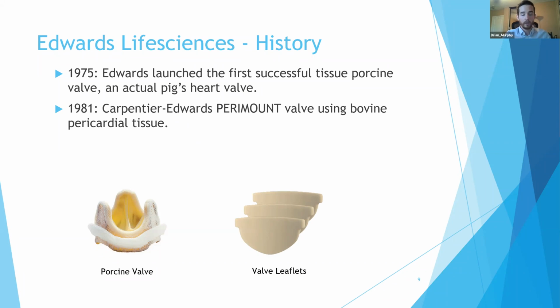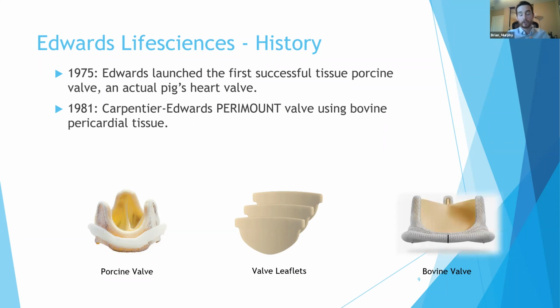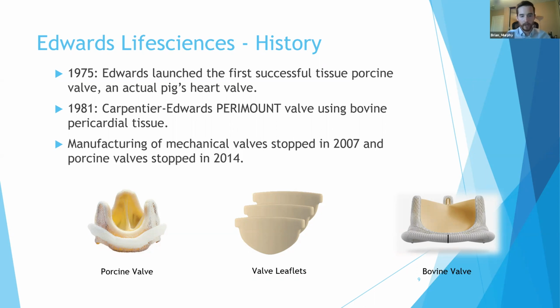So they found a cow. They took the tissue from the outside of the cow's heart. They stamped it into these leaflets, and they matched them together based on thickness and size. And they sewed them together into this valve that you see over on the right-hand side. And that has significantly longer longevity. It is going for, I believe, about 30 years for this style of valve. And they have even stopped producing the mechanical valves and the porcine valves in 2007 and 2014, respectively.